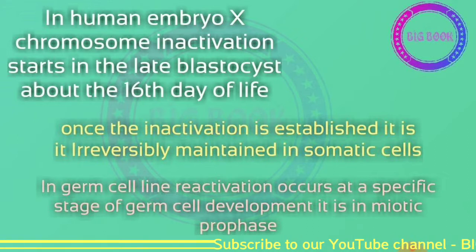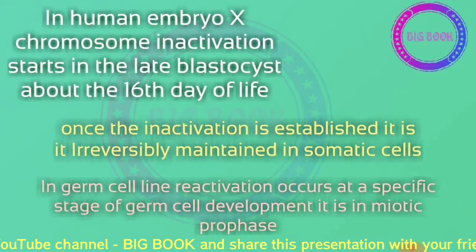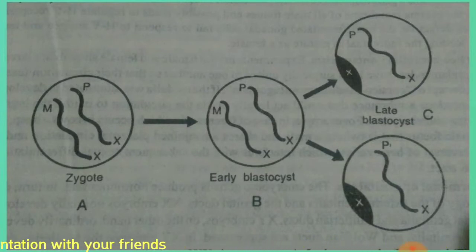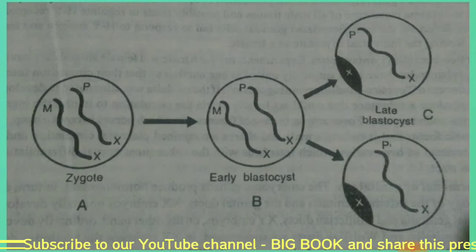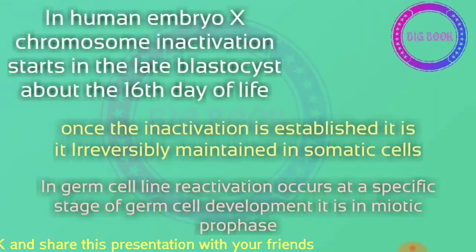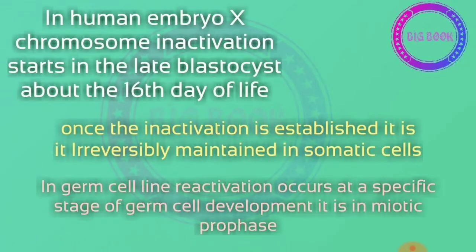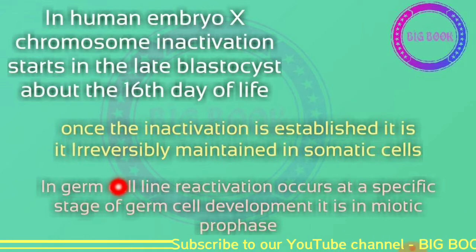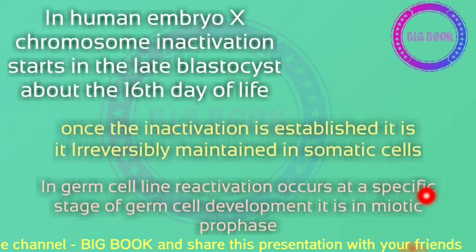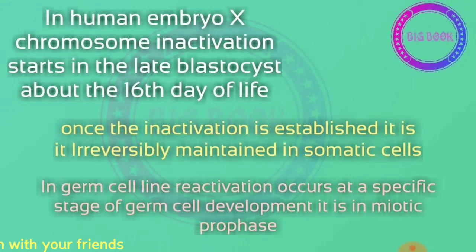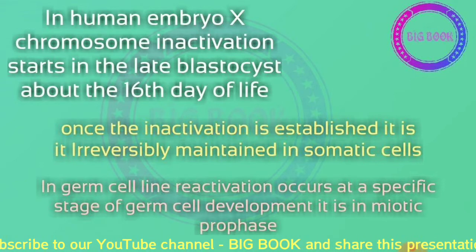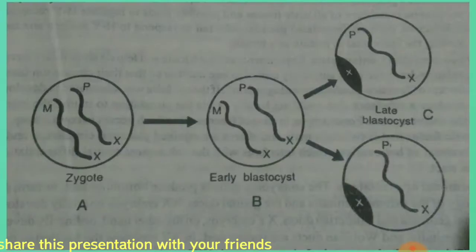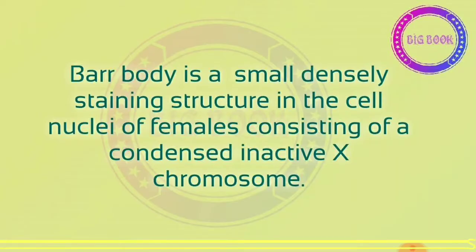So here it is clearly explained that in the early blastocyst, when the cells are starting to divide, with the late blastocyst the formation of the Barr body will take place. In the germ cell line, reactivation occurs at a specific stage of germ cell development, in meiotic prophase. So during the germ cell line, the reactivation of this inactivated X chromosome will take place to take part in the segregational division of the genetic material.